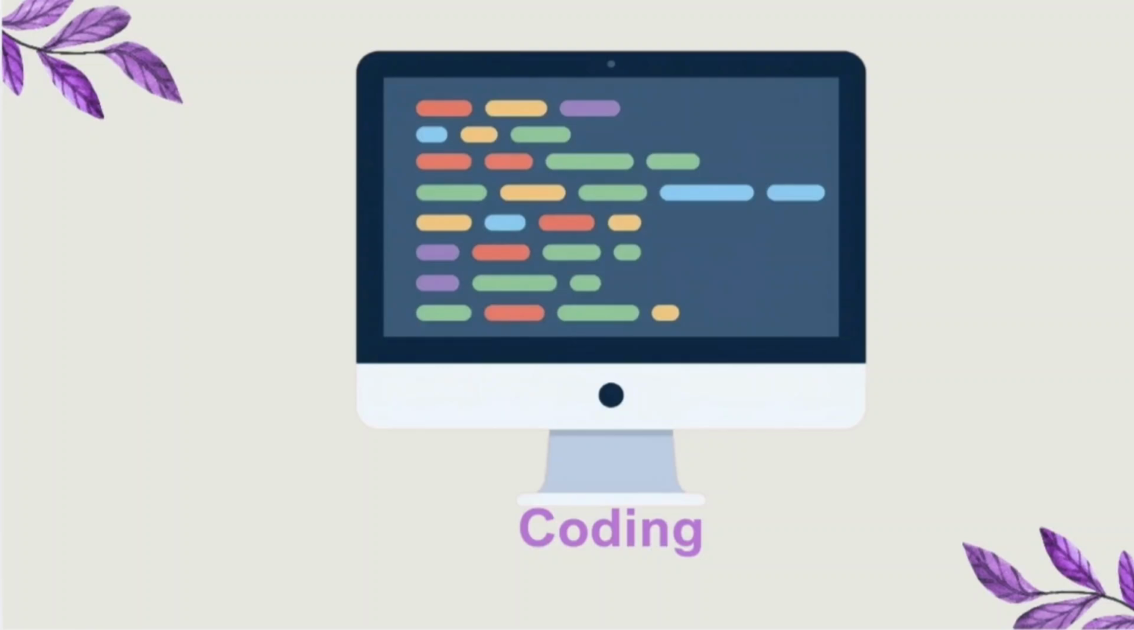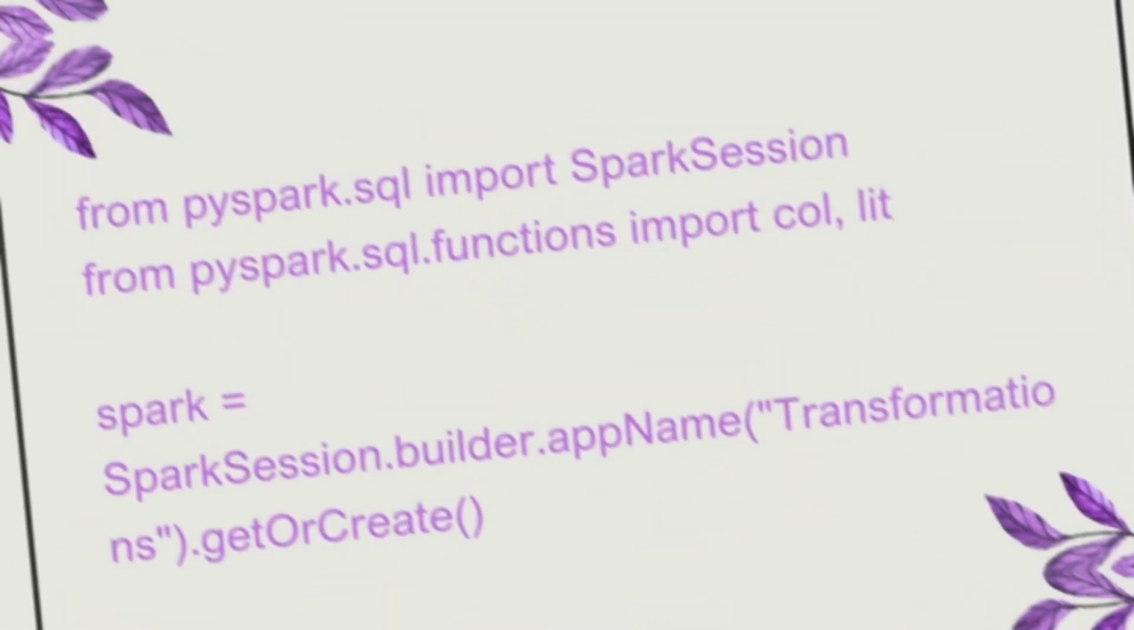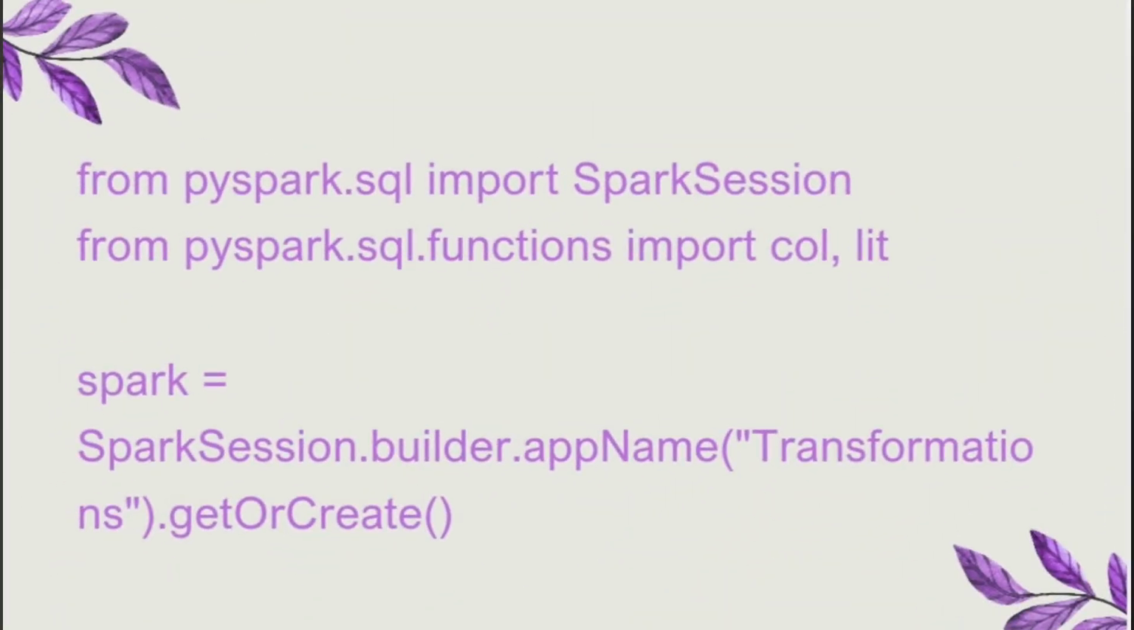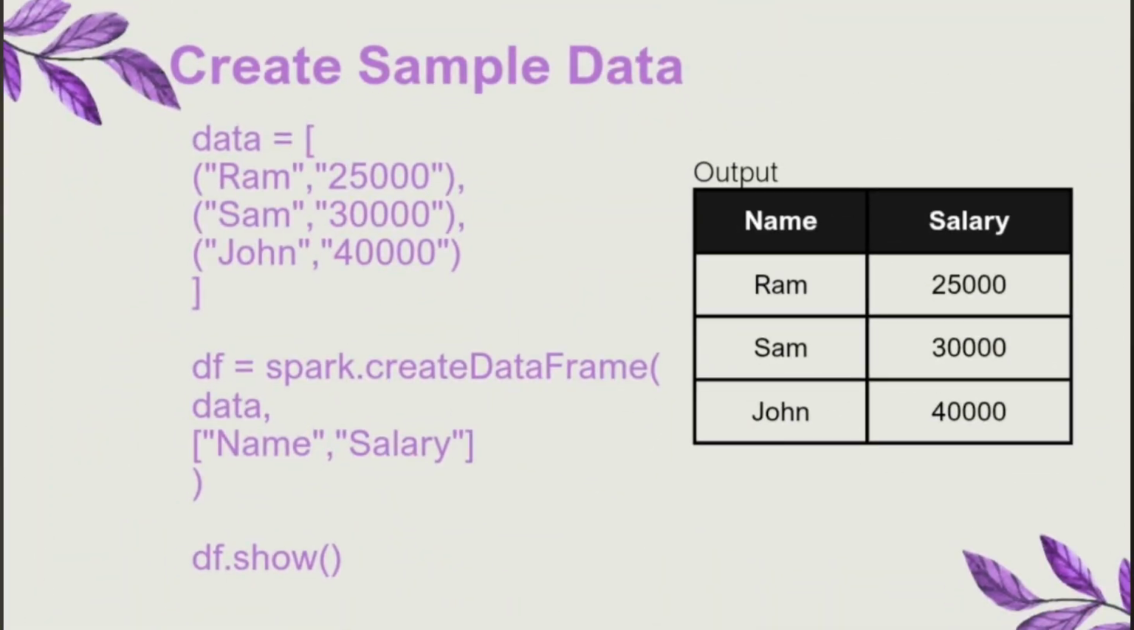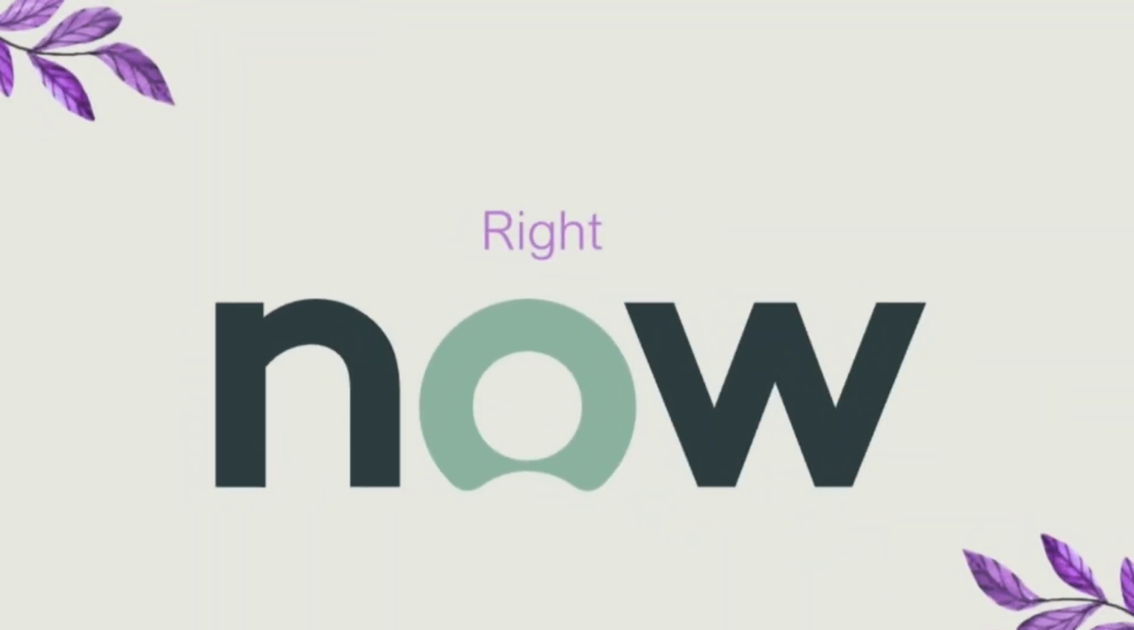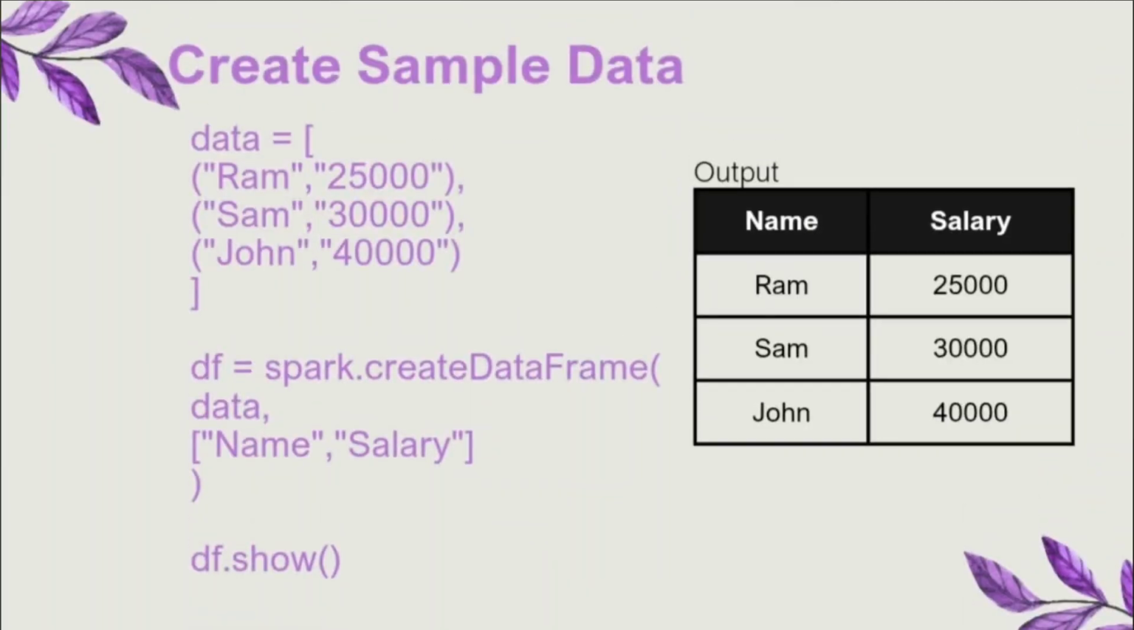Let's start our coding. As always, starting with the Spark session and giving the app name as transformation. As you're already aware of this, if you are not, please go and watch my previous video. Next, creating sample data. Right now, notice something. Salary is actually a string. We'll use this data frame throughout today's video.